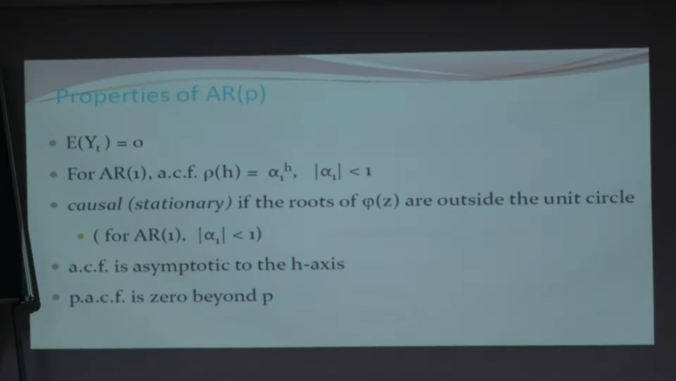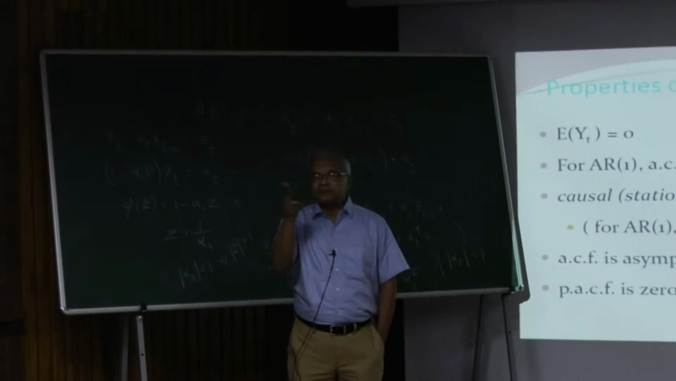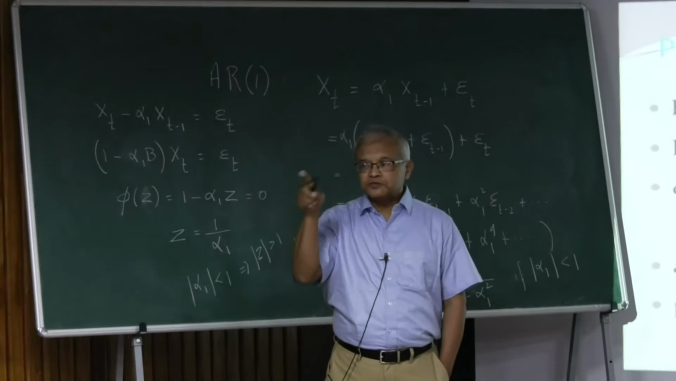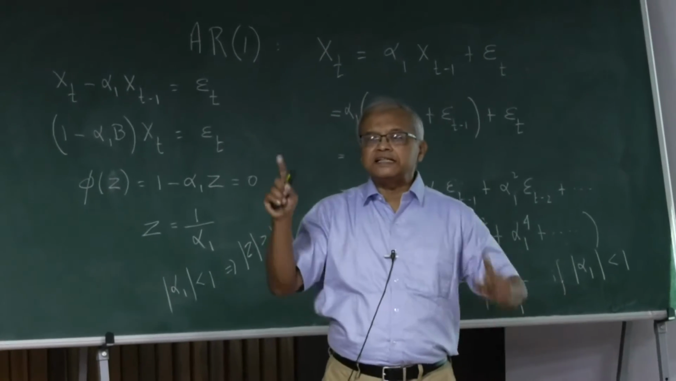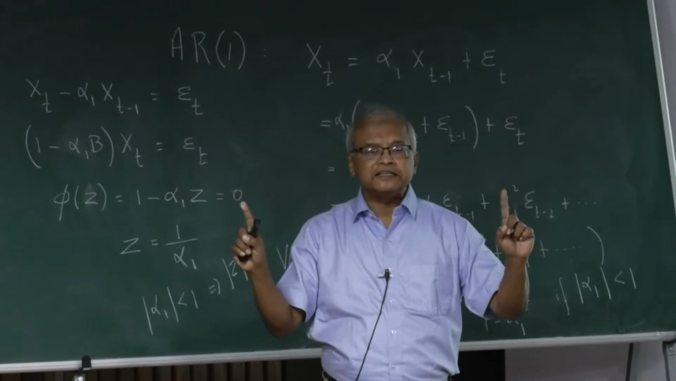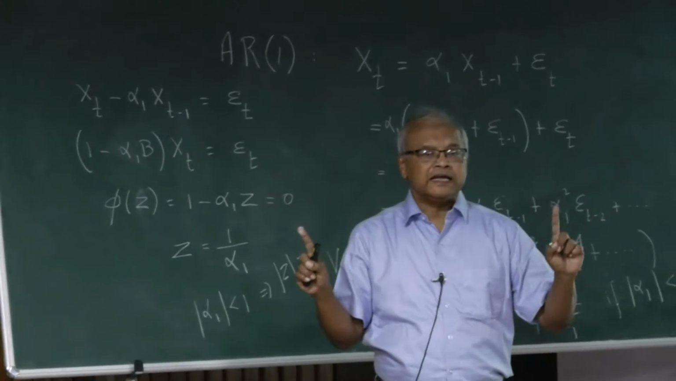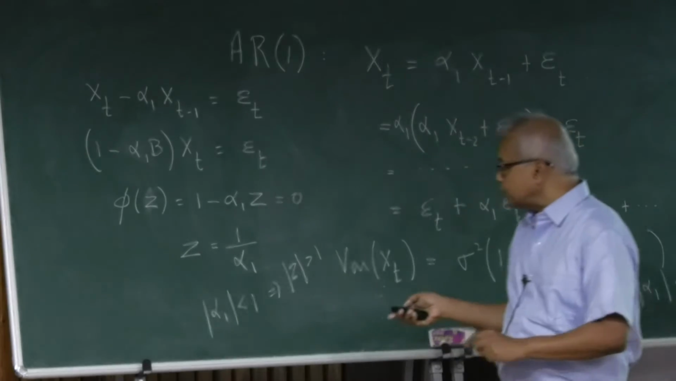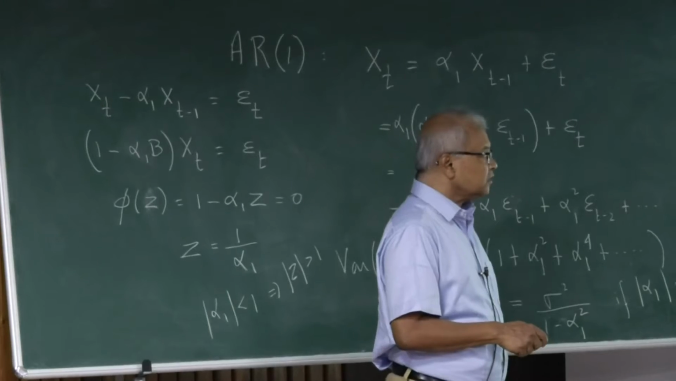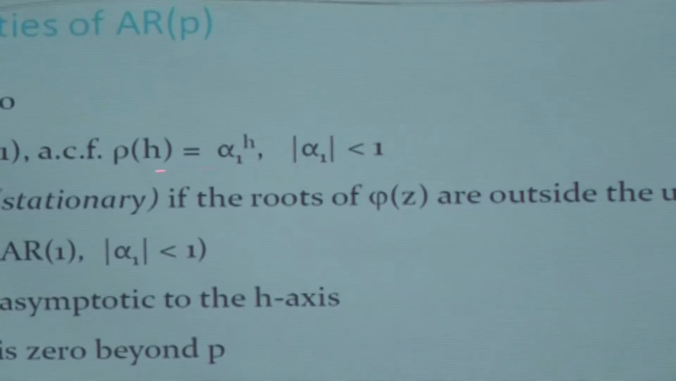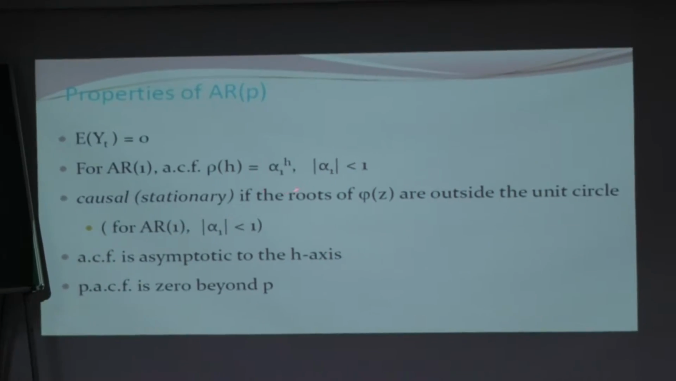Unit circle, we are talking about a circle because we are looking at an Argand plane. Some can be imaginary, right? And we say that if it's real, the roots are greater than 1 in absolute value. Okay, so that's how we generally put it. So remember, AR process, and one other thing, if I do the ACF, it comes out to be alpha 1 to the power of h.